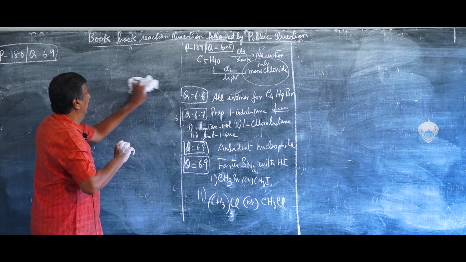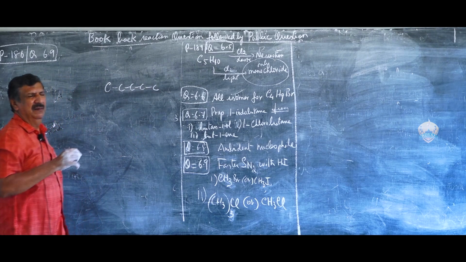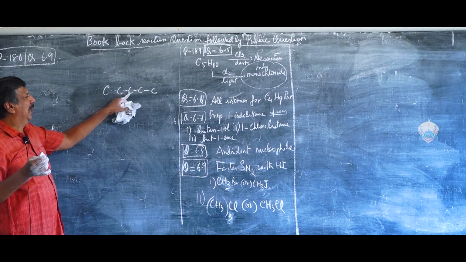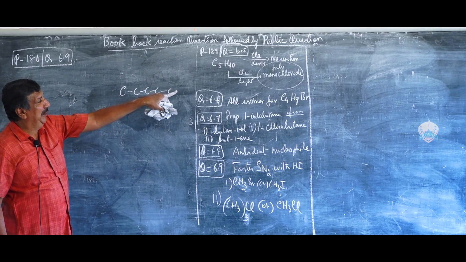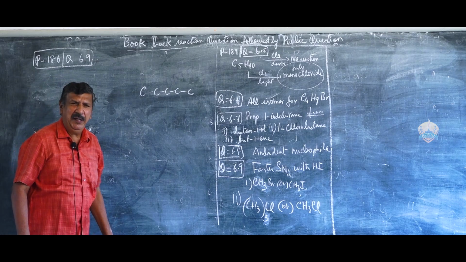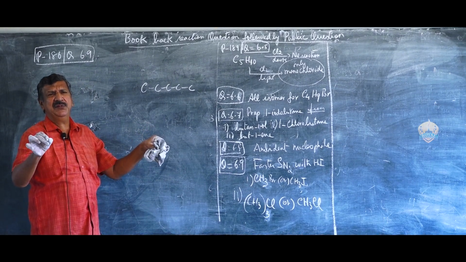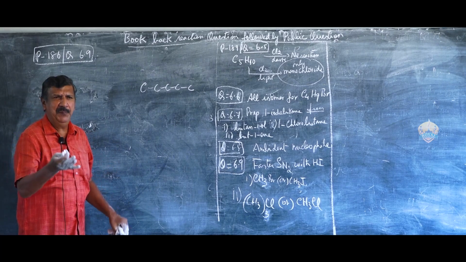If I write the 5 carbon like this, what does it indicate? We are having different carbon, so the product will be different. But they are warning you only one monochloride. Then what does it mean? All the hydrogens, all the carbon are similar. How can it be similar?